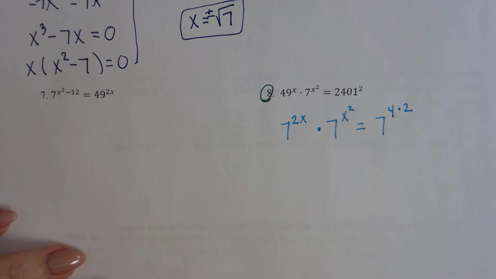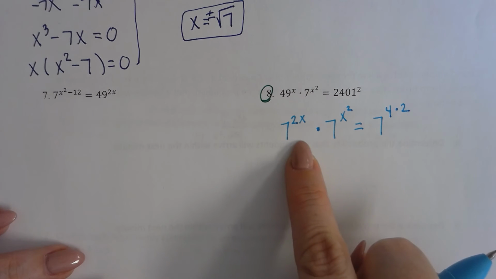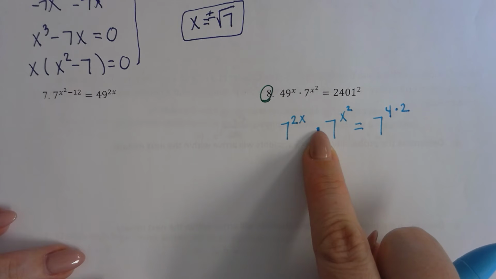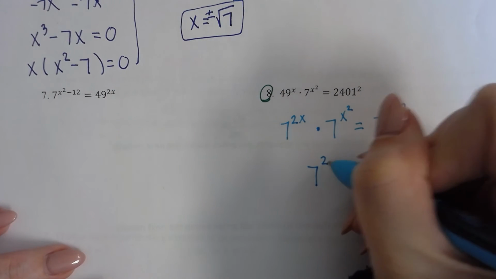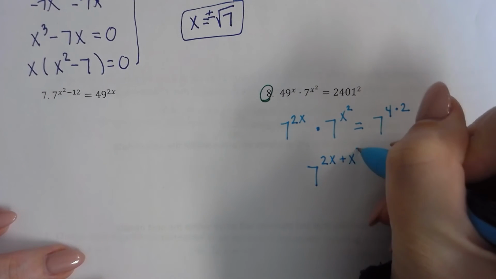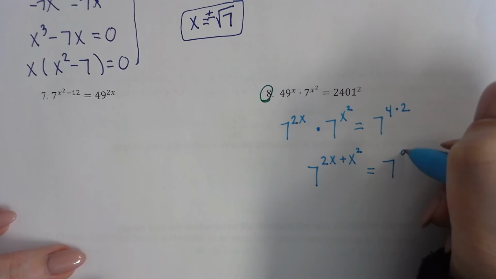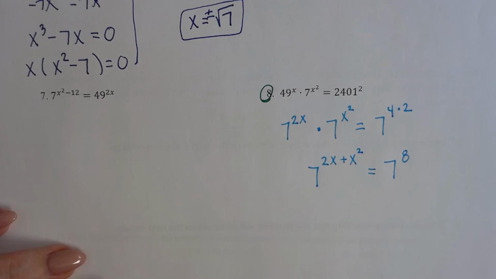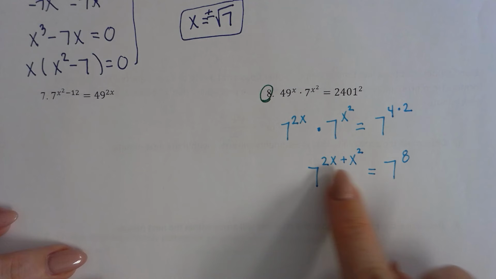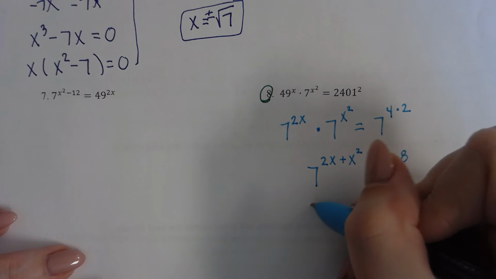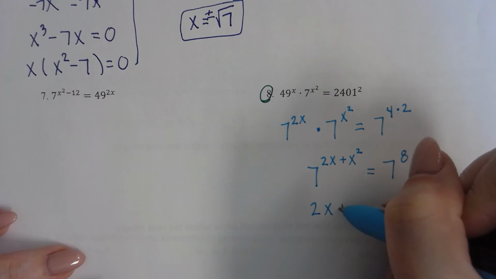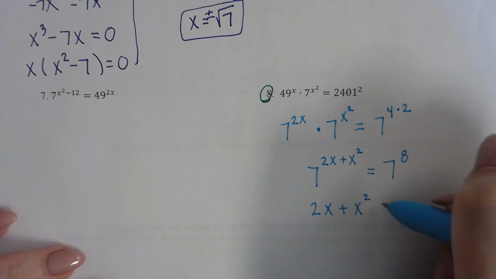So now this is where we really have to remember our exponent rules. Remember when we have an exponent and we're multiplying, that means we add the exponents. So this can now become 7 to the 2x plus x squared equals 7 to the 8. Okay, remember when we multiply, we add the exponents. So we get this. So now that we have both of them being 7, we can say the exponents are equal. So 2x plus x squared equals 8.